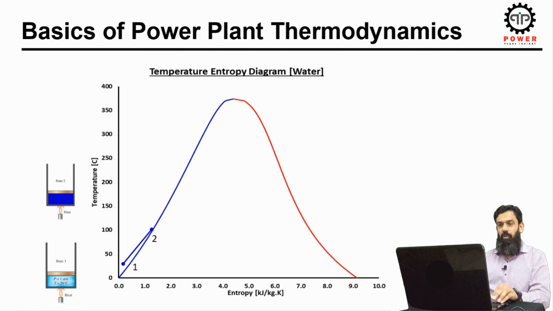At this point, the boiling will start. Once the boiling starts, the temperature of the liquid will remain constant, but the liquid will start to convert into the vapor phase. This has been represented by the process 2-3.